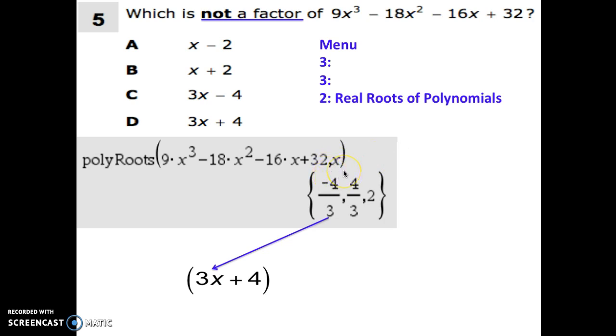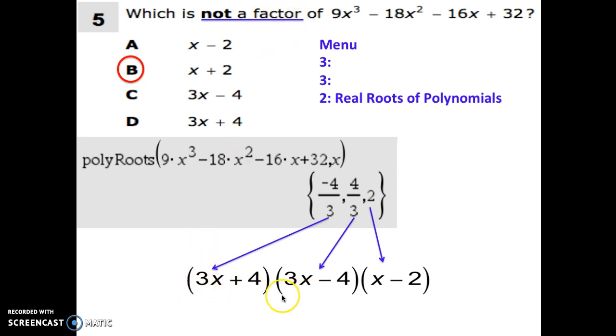So it becomes 3x plus 4. So that means this fraction will give us 3x minus 4. And the numbers by themselves, you just switch their signs and you put an x in front of them. So x minus 2. So we look at our answer choices here for which of these does not show up. 3x plus 4 shows up in our answer from the calculator, 3x minus 4, x minus 2. So the only odd one out is the x plus 2. So the answer is B. That is the one that is not a factor. The word factor just means one of these little pieces when you factor it using the calculator.